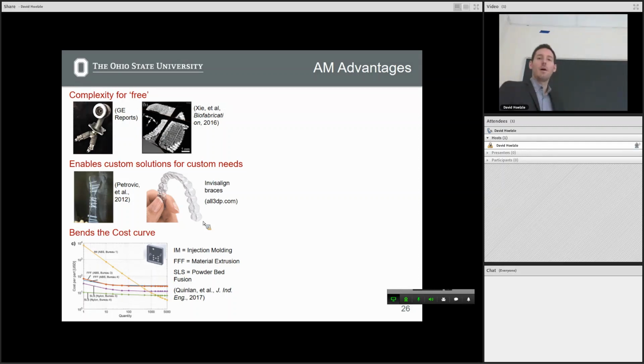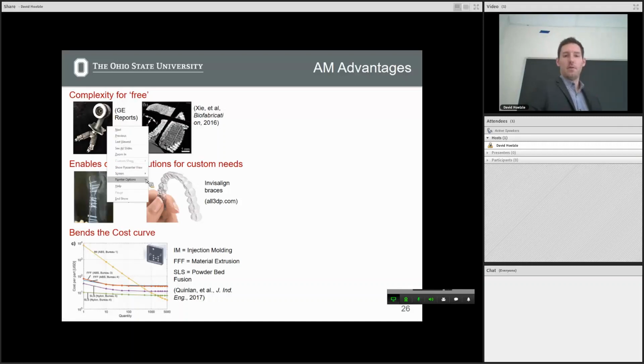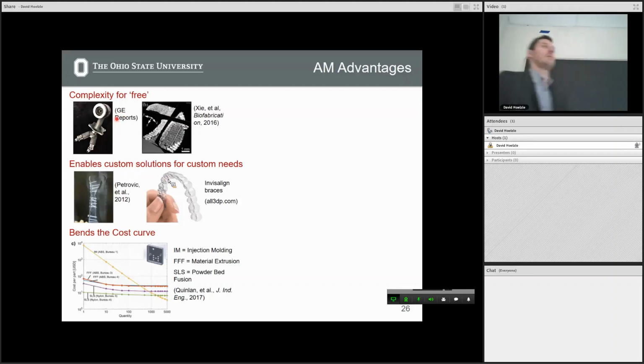Some additive manufacturing advantages. One is complexity for free. This is what I was talking about before, the GE example, where you can make this part that used to be 20 parts that were brazed together. You can do this in a single manufacturing process.